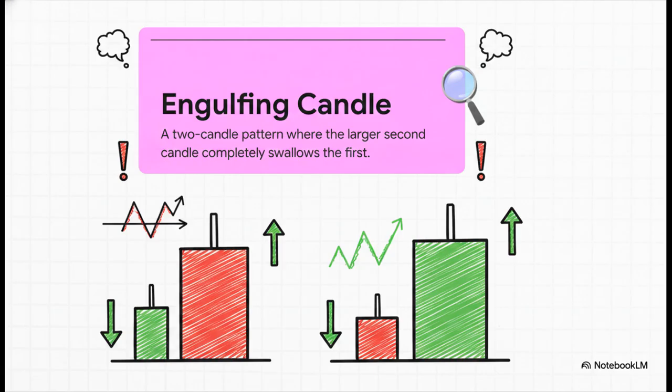Our third key term is the engulfing candle. And guys, this is our trigger. It's a very specific two-candle pattern where the second, much larger candle completely swallows, or engulfs, the body of the first, smaller candle. When we see this happen on the chart, it's a massive clue. It represents the sudden, powerful shift in market momentum, where buyers have just completely overwhelmed the sellers or vice versa. This right here, this is our confirmation signal.